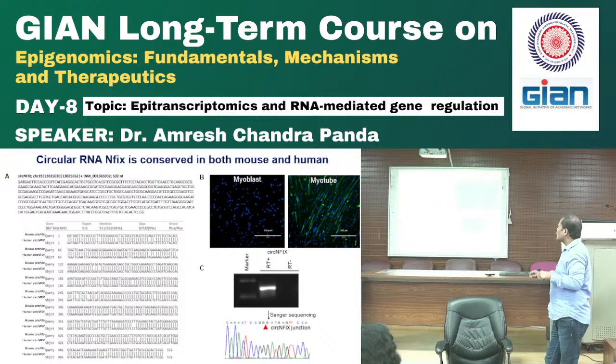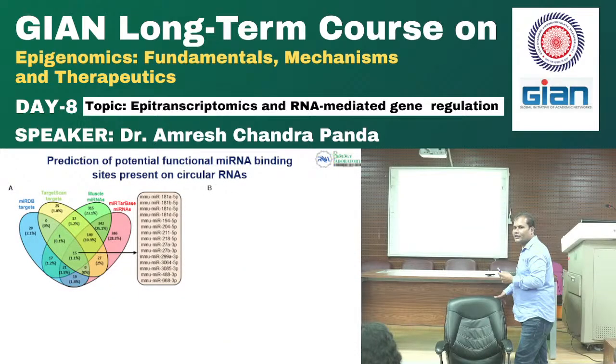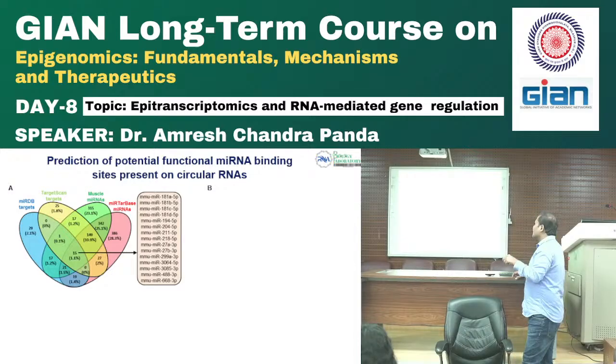And then we looked at the sequence. Mostly the circRNA sequence is the same in both human and mouse. Then look at how it is regulating. It should be binding to some microRNA, right? So we took miRDB predicted microRNAs, TargetScan, these are the microRNAs expressed in the muscle, and miRTarBase. In the morning I mentioned miRTarBase, right?